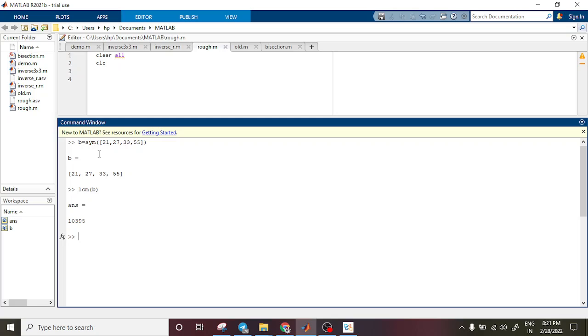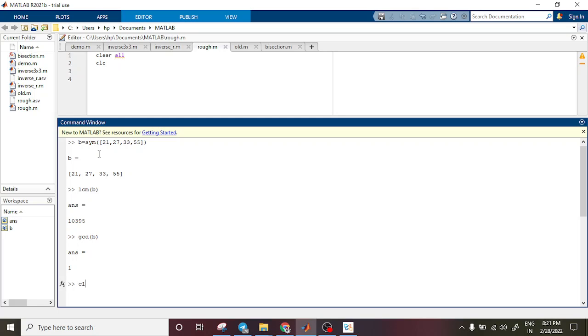If I have to find the GCF, then I write down GCD, greatest common divisor of B. So this will be the answer, 1. So GCF will be 1. This is the concept of LCM and GCF.